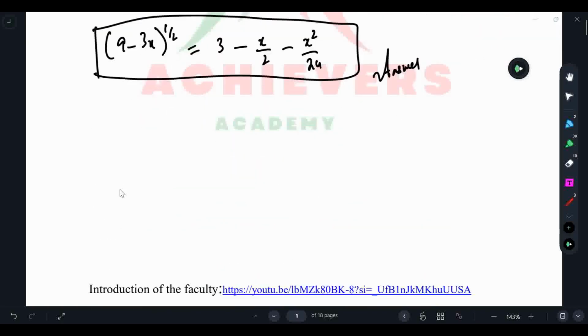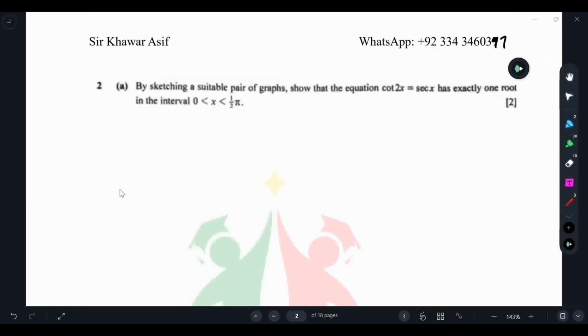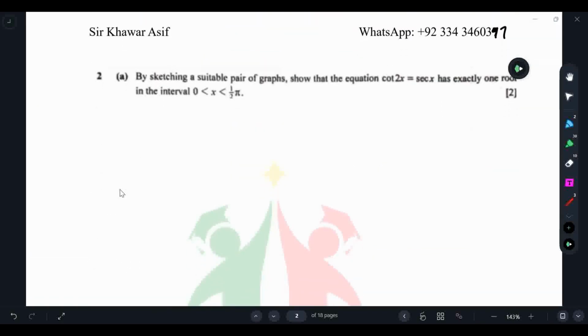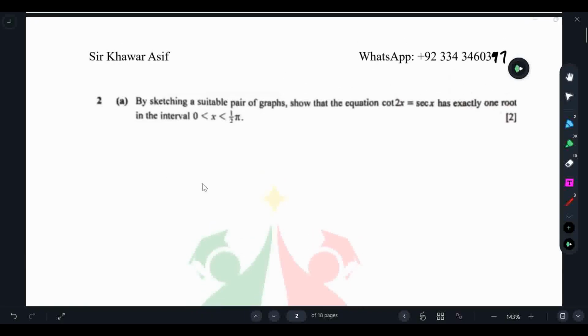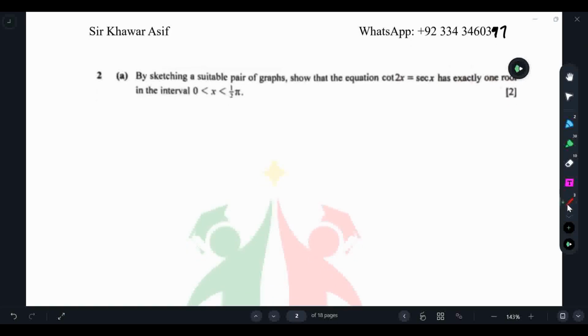Let's move to question number 2. In question number 2, we need to sketch, by sketching a suitable pair of graphs, show that the equation cot 2x equals secant 2x has exactly one root. So for this, first of all, the graph will be given to you, by the way, and we need to just draw random lines over here.